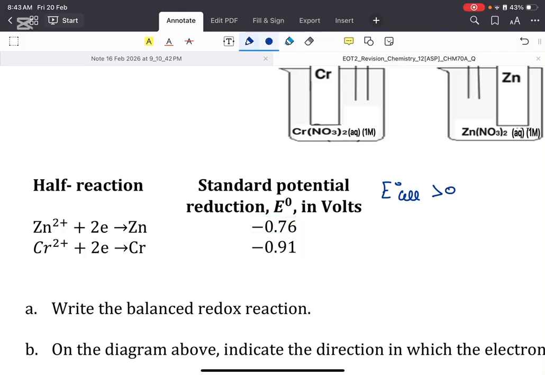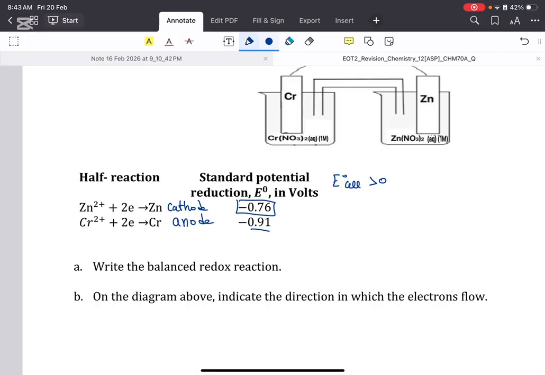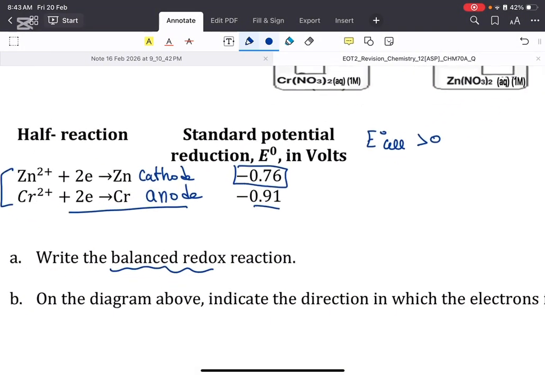The one with the higher voltage is going to be the cathode, and the one with the lower voltage is going to be the anode. That's how it works. Okay, now usually when they ask you to write the reaction at the cathode and the reaction at the anode, you just take them from here. One, you keep it as it is, and the anode, you just flip it.